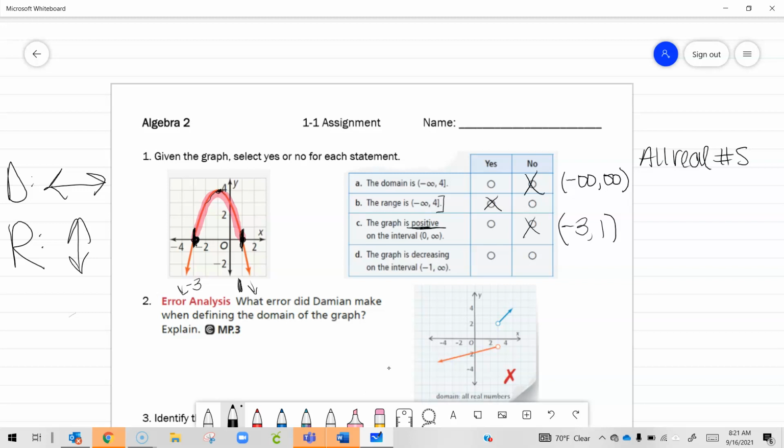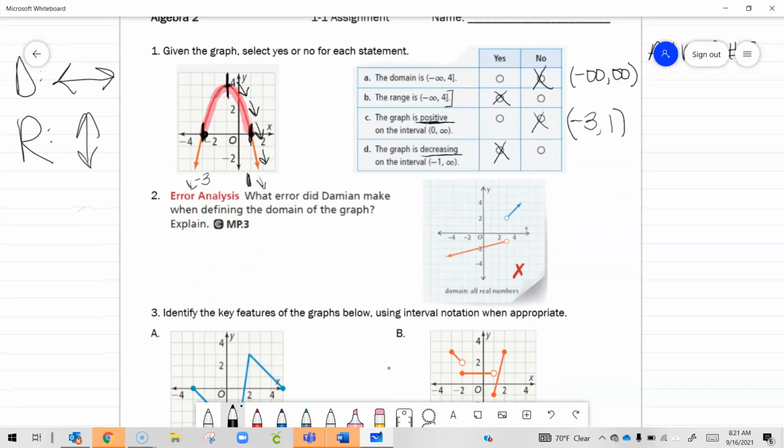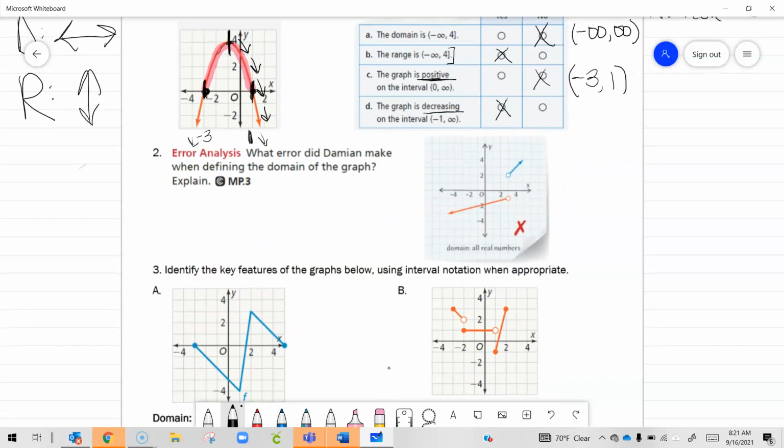The last one is referencing where the graph is decreasing. That would be that right side of the graph. Notice that at the top is when it's not increasing or decreasing. That's when x is -1, and then it just decreases forever after that. And so the graph is decreasing from -1 to infinity. That one is true.